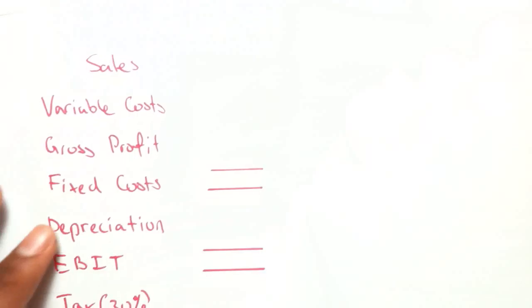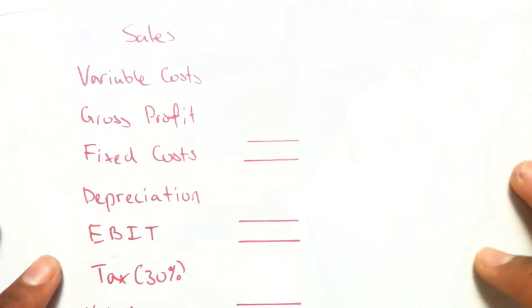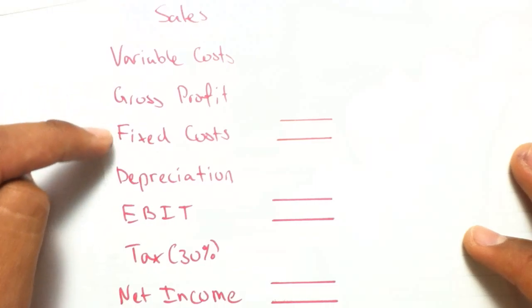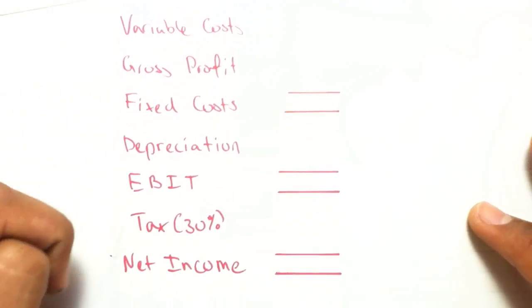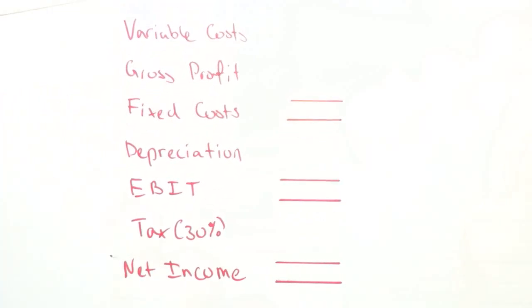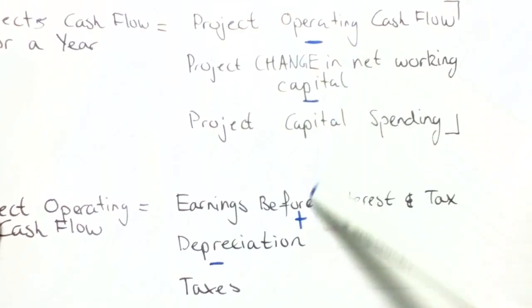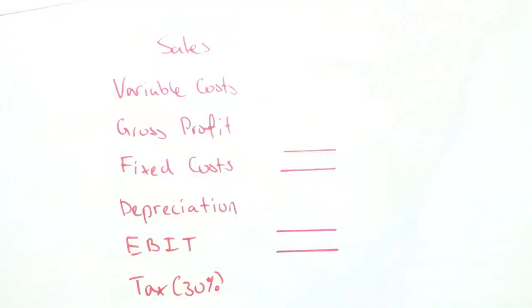So what we want to do first is create our pro forma, and it's going to look something like this. And we have sales, variable costs, gross profit, fixed costs, depreciation, EBIT, tax, and net income. We just want to put all of our numbers, all of our figures into a nice generalized statement that we can use to calculate all of these elements that are required to forecast our cash flow.